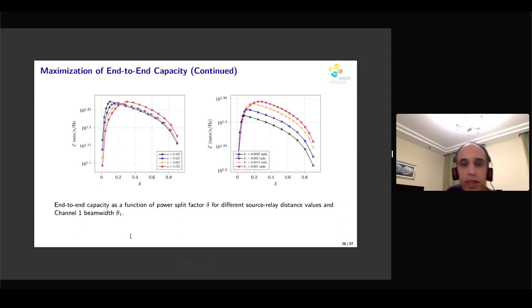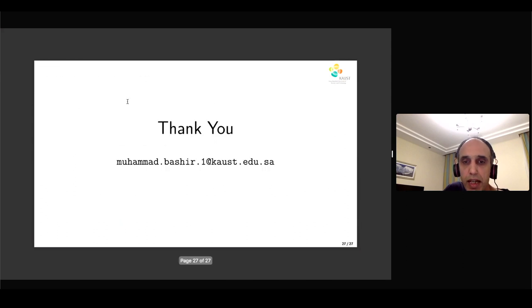And so I'll end my presentation with this final slide. So here, this is the channel capacity, and we optimize it with respect to delta for two different scenarios, and we can of course see that the capacity gets maximized at certain values of delta. And this is the optimal value of delta where your capacity is maximized. And at this point, I'll end my presentation.